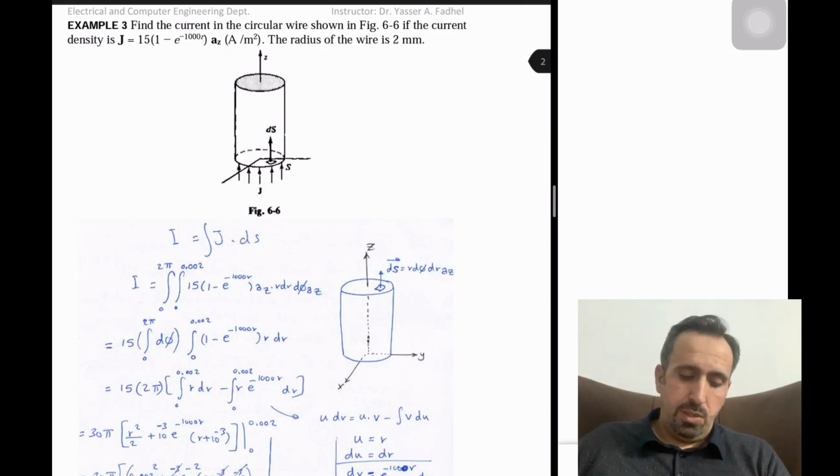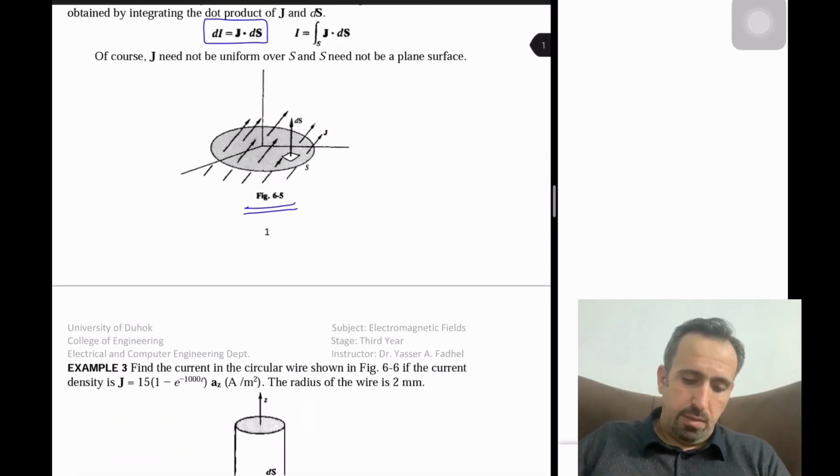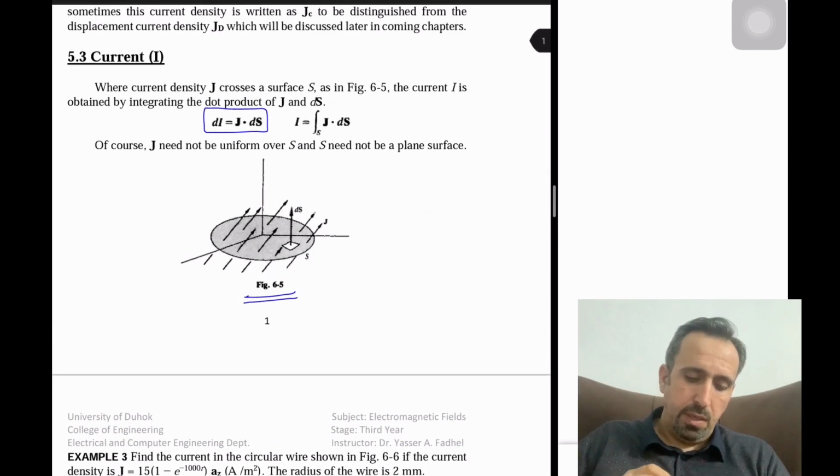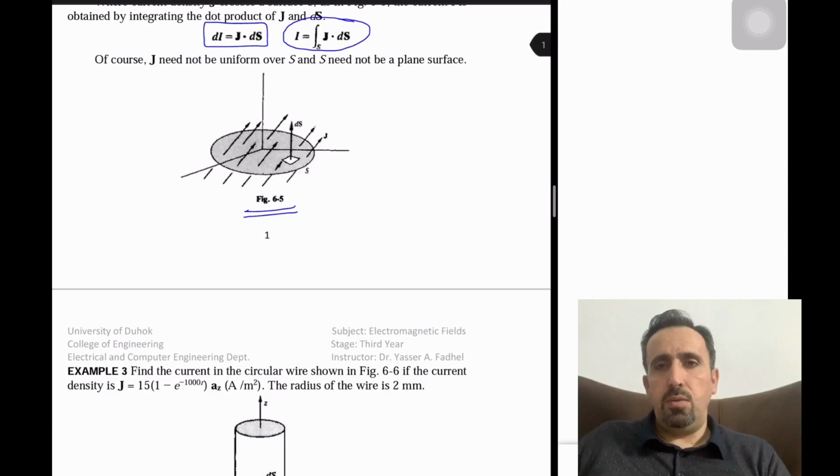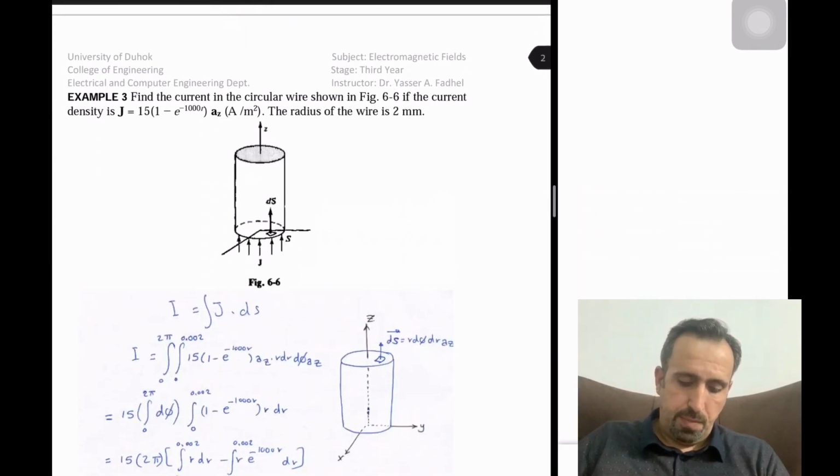To start with such a question, you have to know which formula is more suitable to use. We are talking about the correct, important formula of how to find the current from the current density. You will need the dot product J dot ds and take the integration of it.